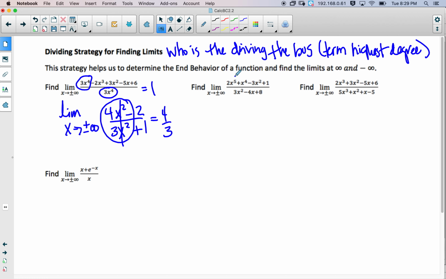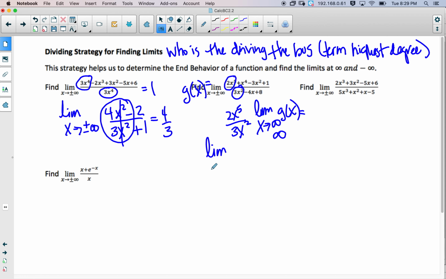Okay, in this scenario, let's see what's driving the bus. So we have a 2x to the 5th and a 3x squared. So a 2x to the 5th over 3x squared. Now, do you see that the numerator is growing much faster than the denominator because of the degree? So at positive infinity, the limit as x approaches infinity of g of x is going to equal positive infinity because the numerator is growing faster.